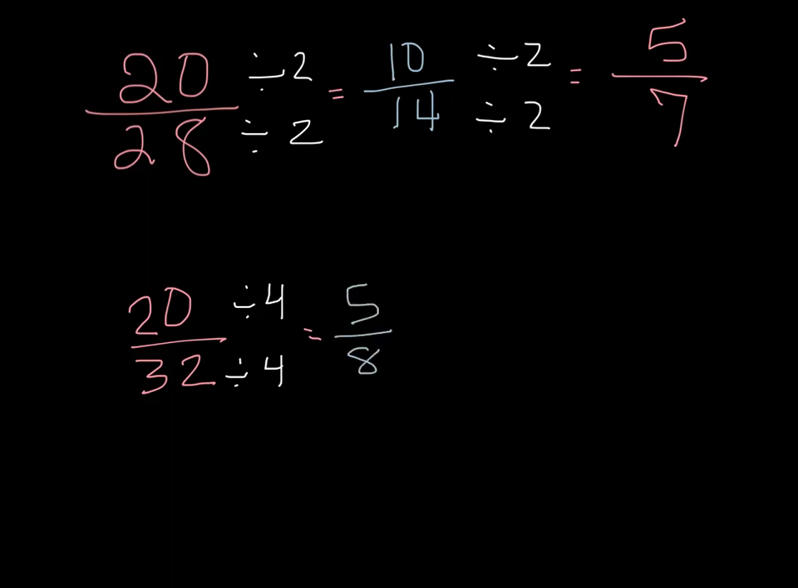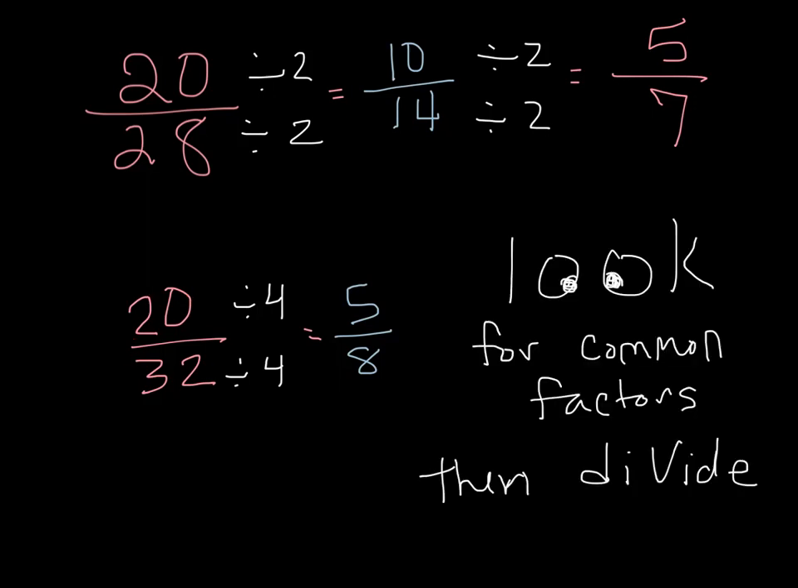Does 5/8 have any common factors? 5 and 8? And 5 is a prime number, meaning that there's no factors besides 1 and itself, and it has nothing in common with 8. So 5/8 is the simplest form of 20/32. Remember, when reducing or simplifying fractions, you need to look for common factors, then divide until you cannot divide anymore.